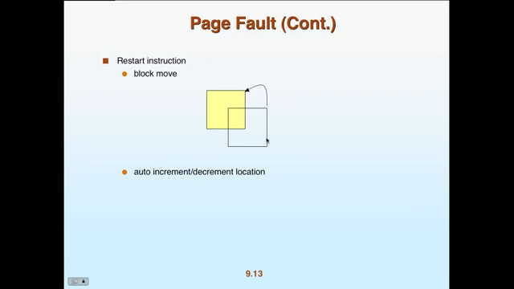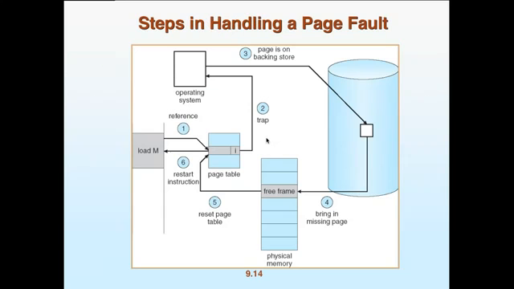The block move goes from one memory location to another. It might be an auto increment, might be an auto decrement type of location. It's going to find the information that it needs from the backing store. If it doesn't find it in the backing store, it's going to load it from the main memory, from the secondary storage, wherever the code actually is located.